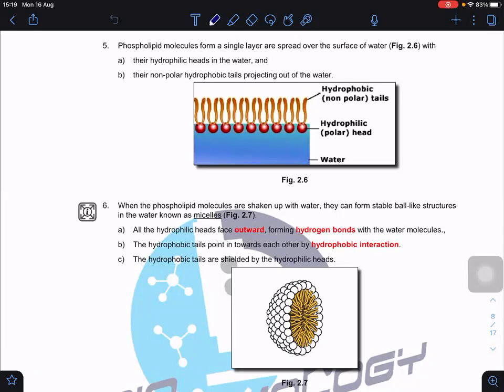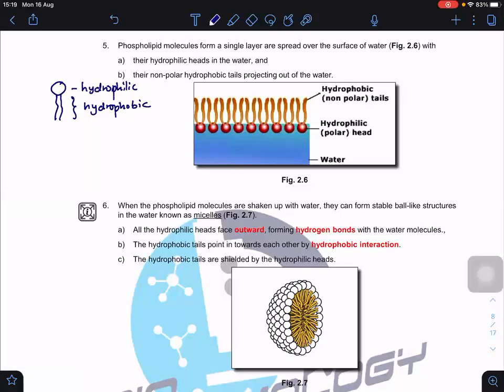Okay, so now we look at this phospholipid molecule. When you look at the phospholipid molecule, we have the head and the tail. This head, we know that it is hydrophilic, and the tail is hydrophobic. Correct? Okay, hydrophobic means that they are afraid of water. Phobia, afraid of water.